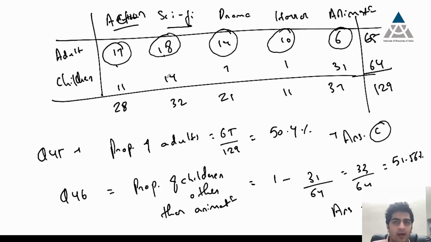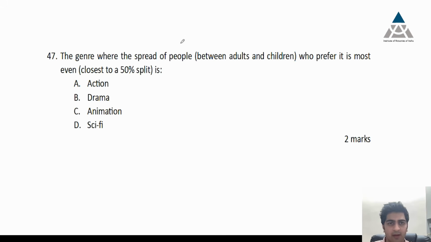If you want, you can calculate the proportion, but I can clearly see that in this sci-fi one they are quite close. Out of 32, 18 and 14 have split, so it's almost a 60-40 percentage, and that is the closest to 50 you will see. So you can clearly see the genre is sci-fi, which means the answer is option D.